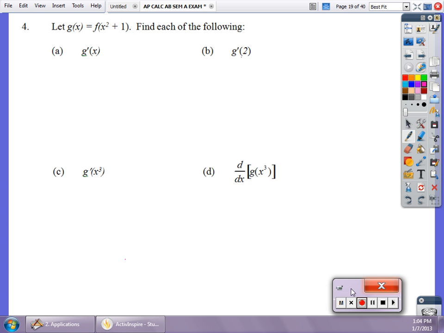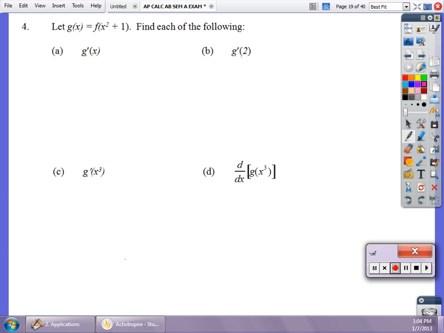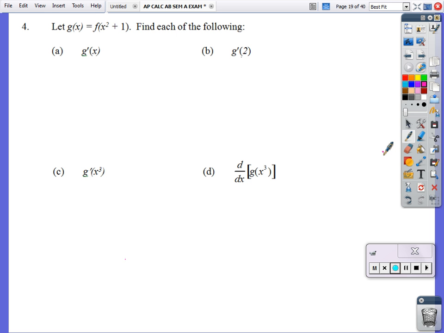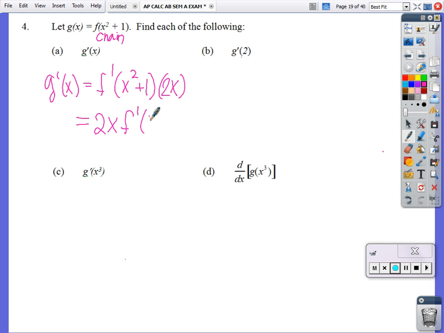All right, so number 4, taking those 4 derivatives. First, take the derivative of g of x. This would be a chain rule. So g prime of x would be: take the derivative of the outside, leave the inside the same, multiply by the derivative of the inside. So I guess if I want to clean this up a little bit, the 2x would come in front.